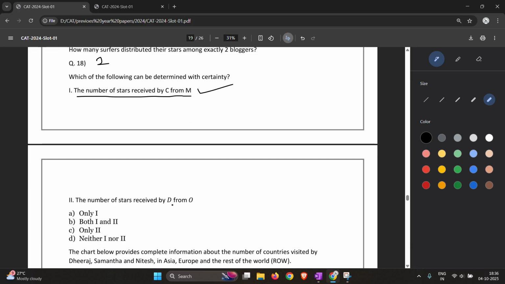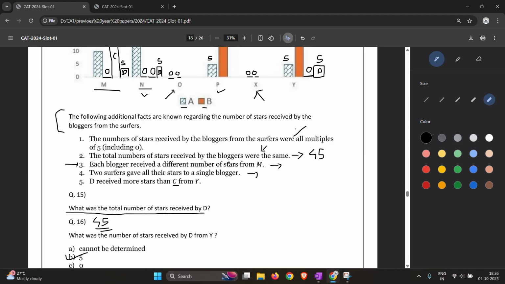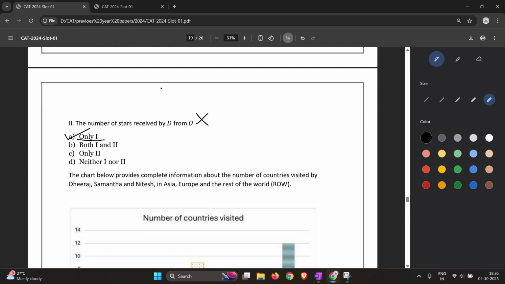So yes, we can calculate this with certainty. The number of stars received by D from O. So now O and X, one of them will give 30 stars to D and one of them will give 30 stars to C. But whom to whom we cannot determine with certainty using only these clues. So no, this cannot be determined with certainty. So the correct option is A, only one. Only this can be determined with certainty.